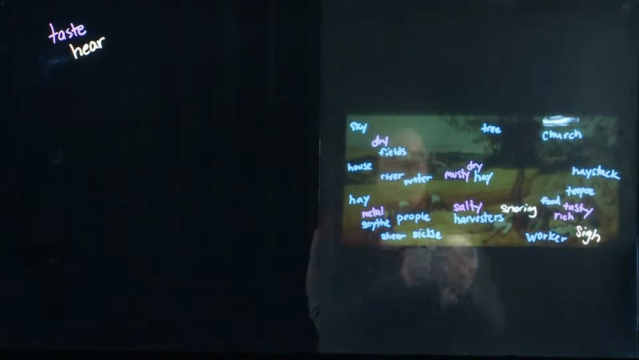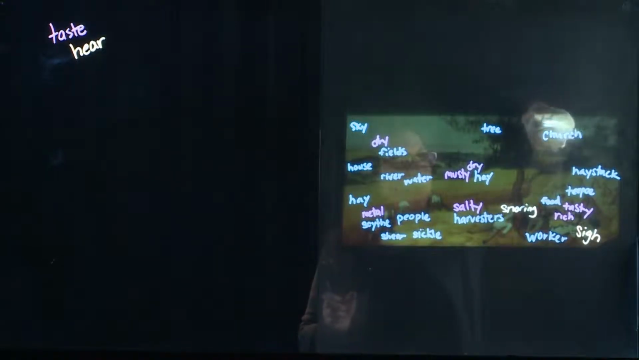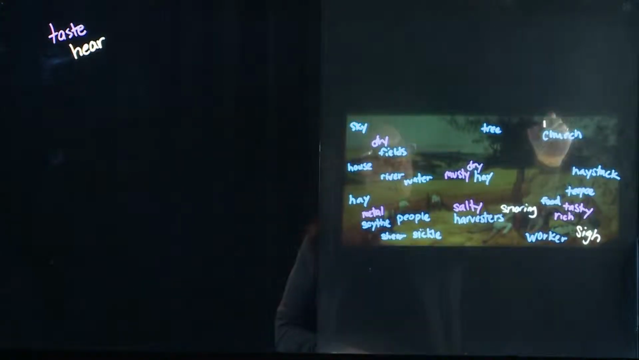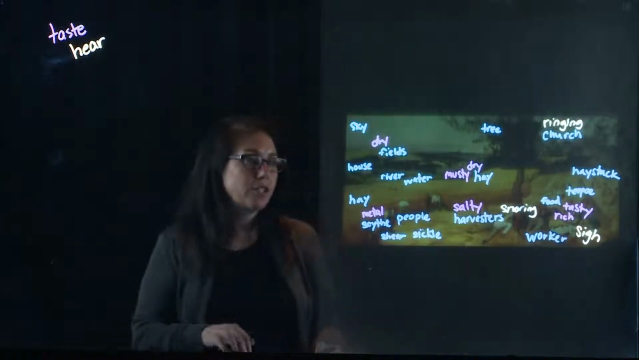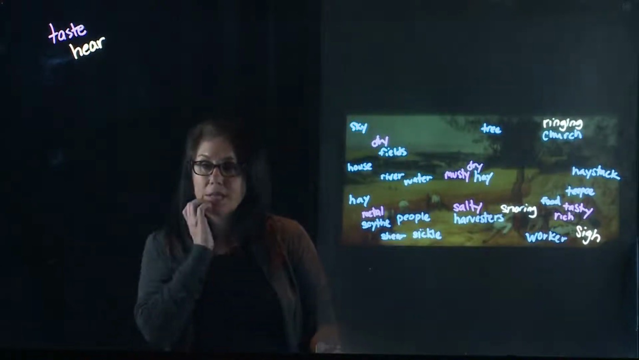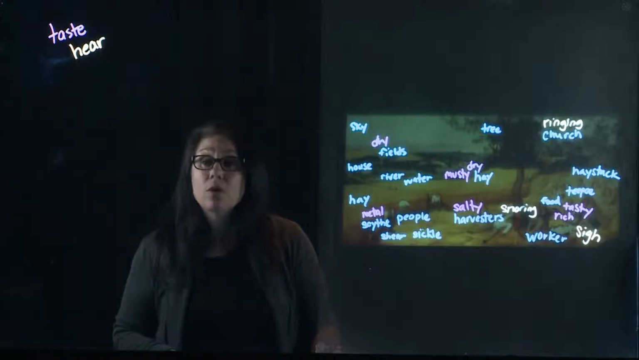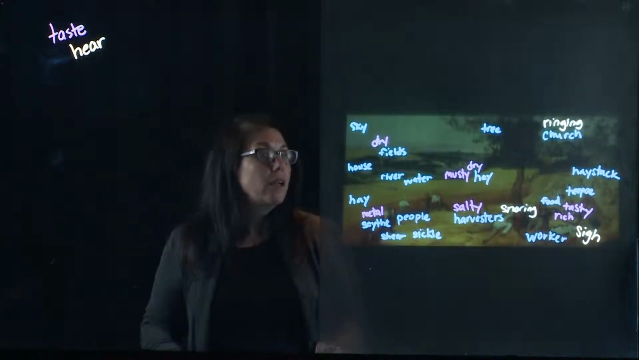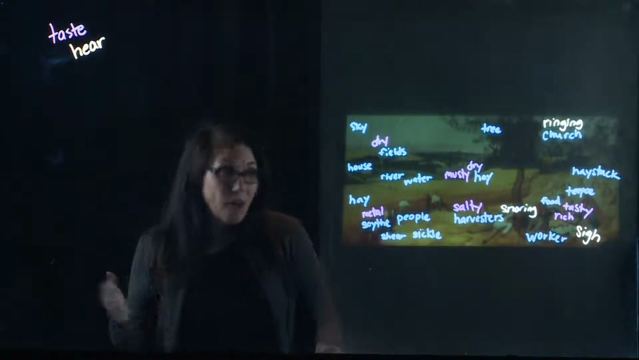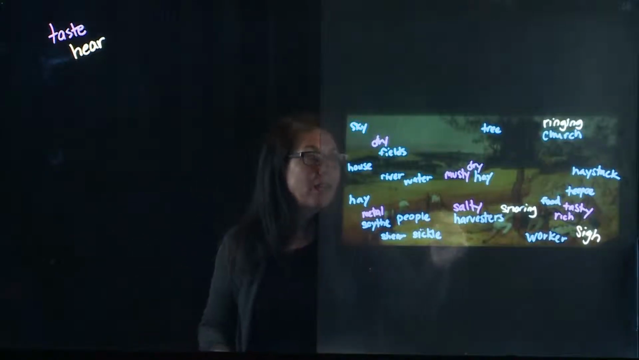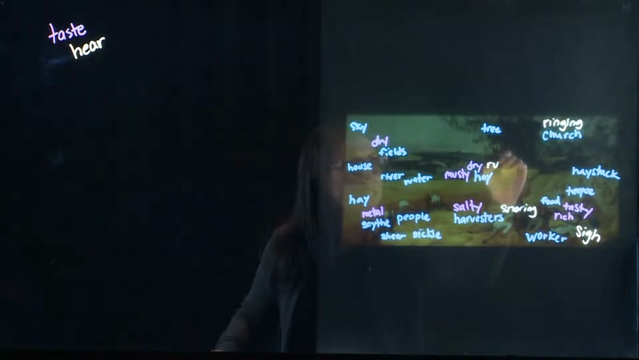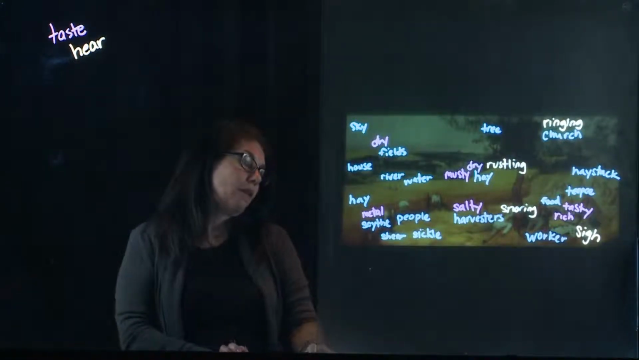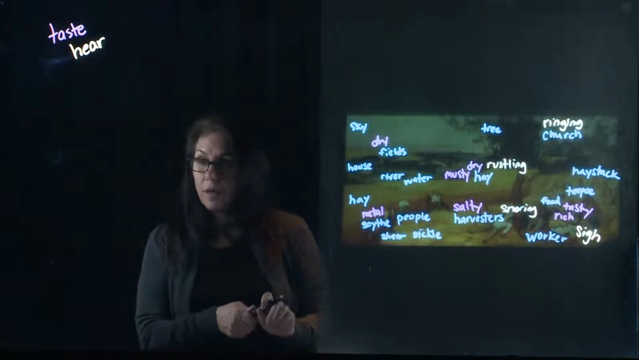We want to make sure. Now, ringing is a verb. Sometimes verbs can be used to describe as adjectives. Ringing church bells. Sorry? I didn't hear you. The rustling of the hay, great. So the wind is moving, it's rustling. Okay. Anything else for here, group?